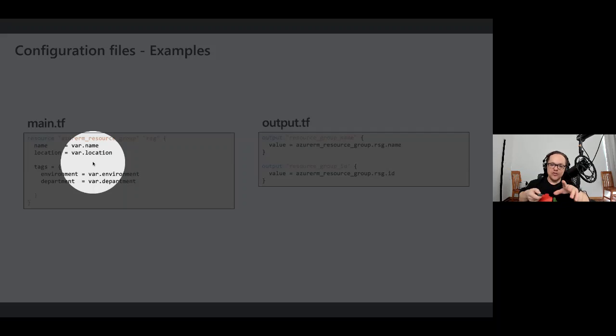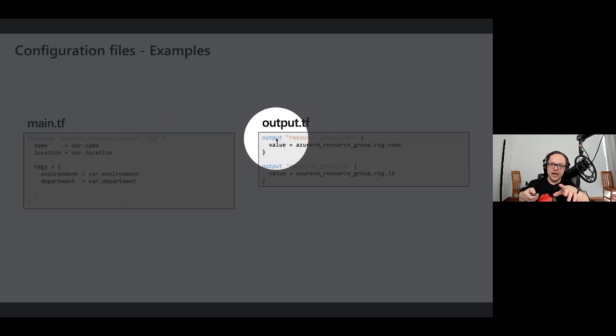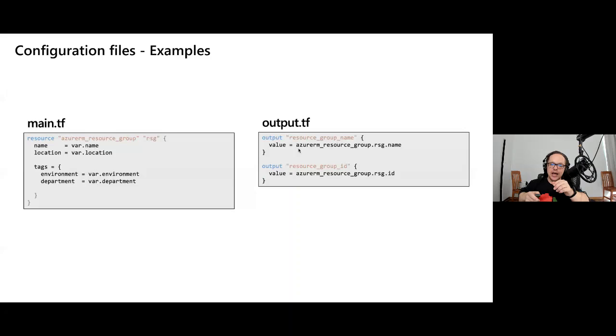Then I've got my output.tf, and you can see the output.tf there is actually defining the printout. The output is going to say resource group name, and it's going to print out the resource group that I just created. There's also the resource group ID, and it's going to print out the resource group ID.